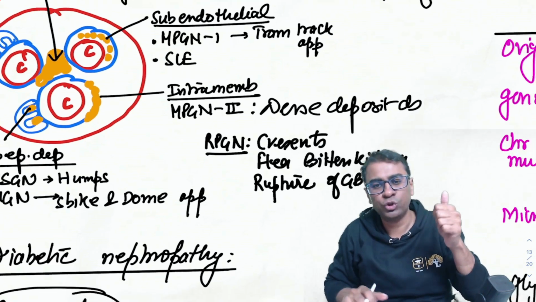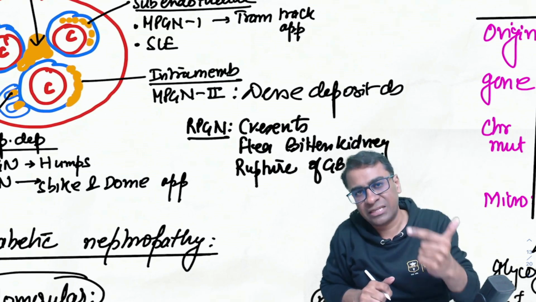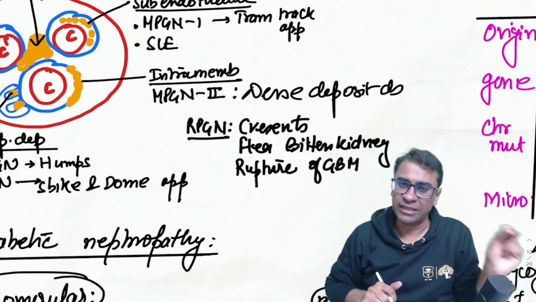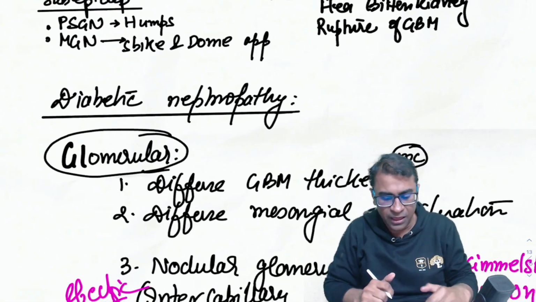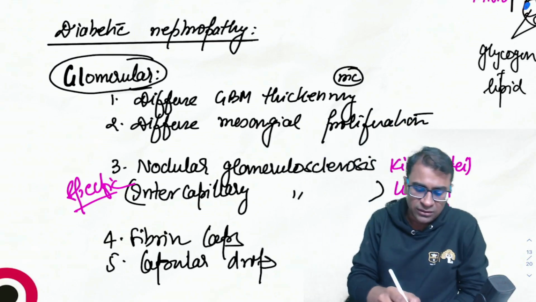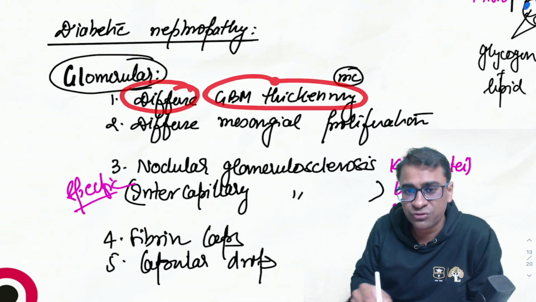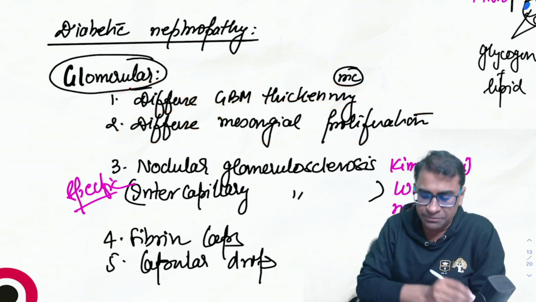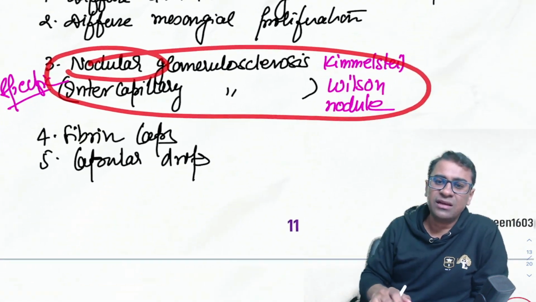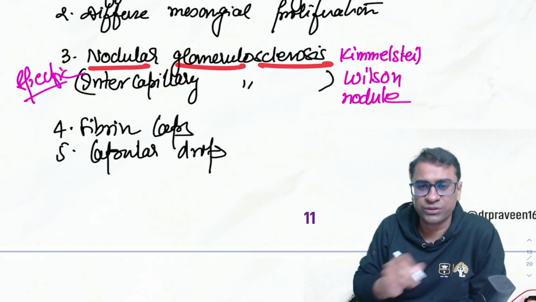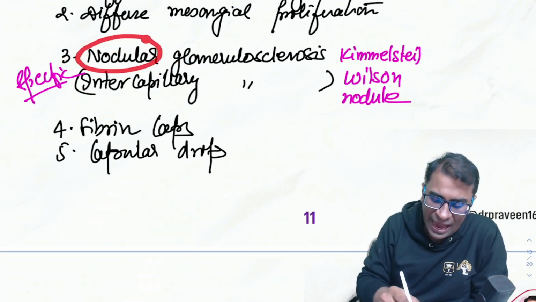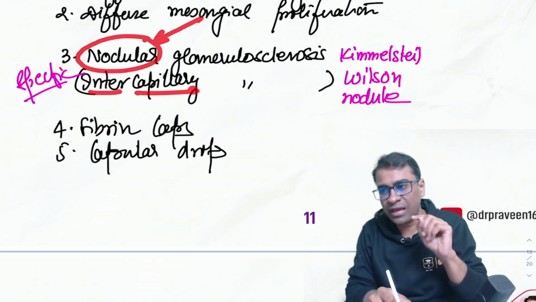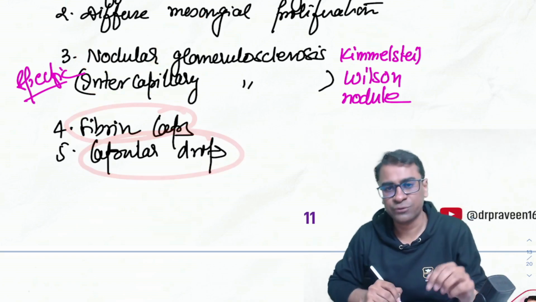RPGN is of three types: type 1, 2, and 3. Type 1 is linear, type 2 is immune complex deposition, so granular, and type 3 is the pauci-immune, which we already read in ANCA vasculitis. In diabetic nephropathy, very importantly, in the glomerulus, the most common finding is diffuse GBM thickening and diffuse thickening of mesangium. But the most specific finding is the Kimmelstiel-Wilson lesion, called nodular glomerulosclerosis. These nodules are composed of mesangium only, and hence are called intercapillary glomerulosclerosis, because mesangium is between the two capillaries. It can show fibrin caps and capsular drops also.